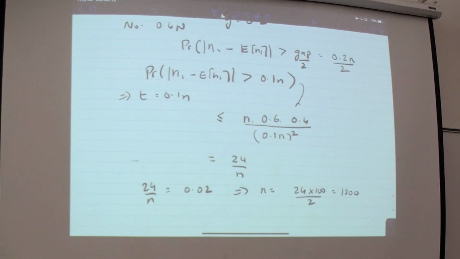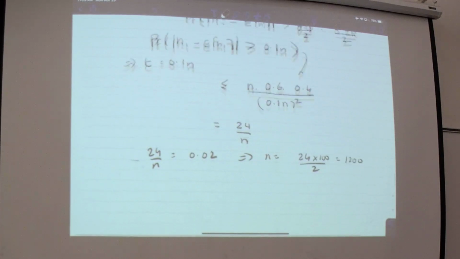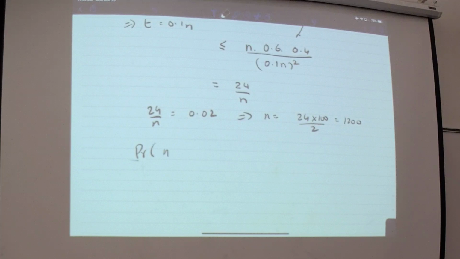And this has nothing to do with the population size. Of course, what it does have to do with is the closeness of the race, right? In particular, we said there should be gap over 2. So if we wrote this out differently, we'd say that the probability that n1 minus E of n1 is greater than gap over 2 is less than or equal to n times 0.6 times 0.4 divided by (gap over 2) squared.